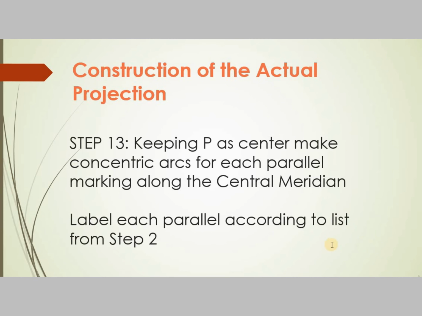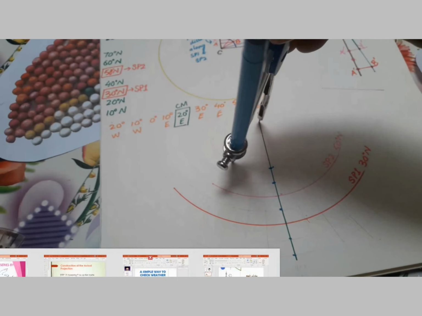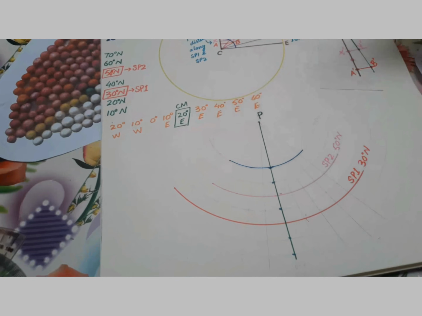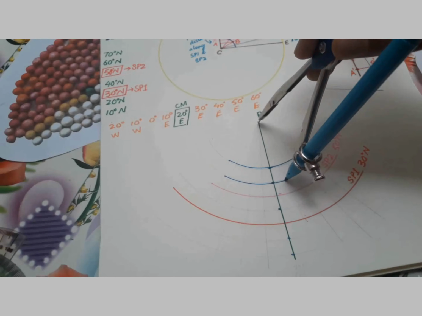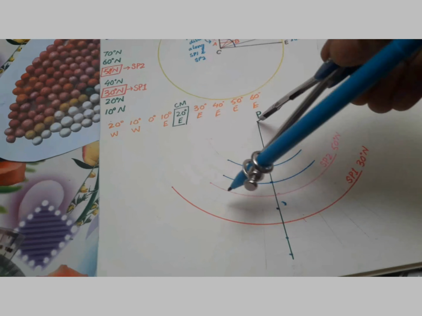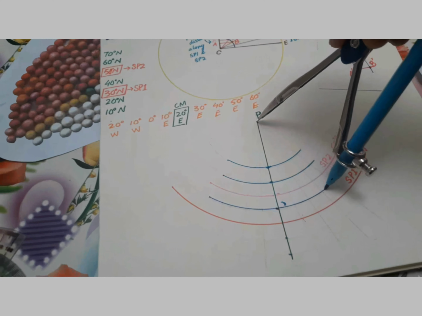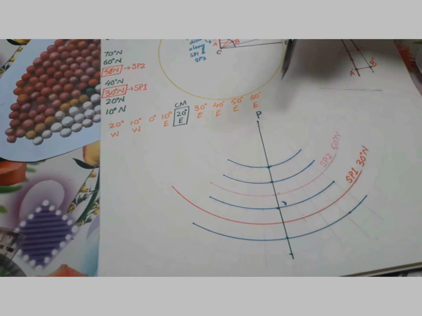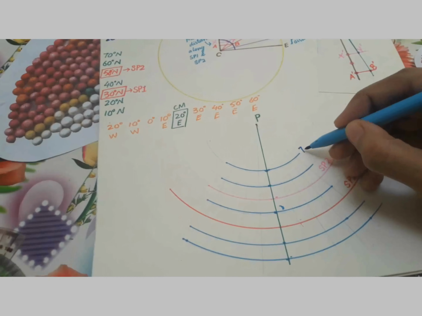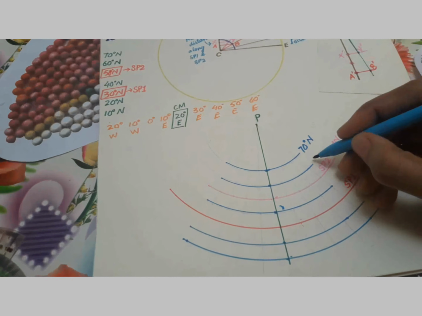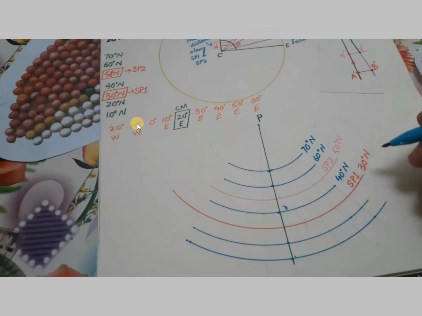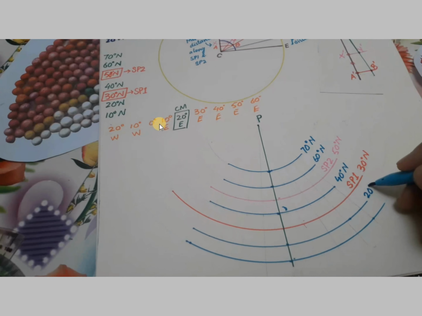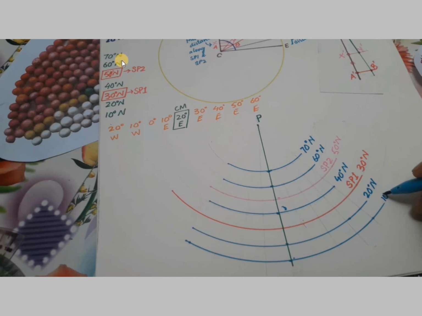And to label the parallels, we can refer to step number 2 list again. So keeping P as center, we will make arcs for the parallels from here again. After drawing the arcs, we will label the arcs according to the list in step number 2. Here I have already written all the meridians, all the parallels here.